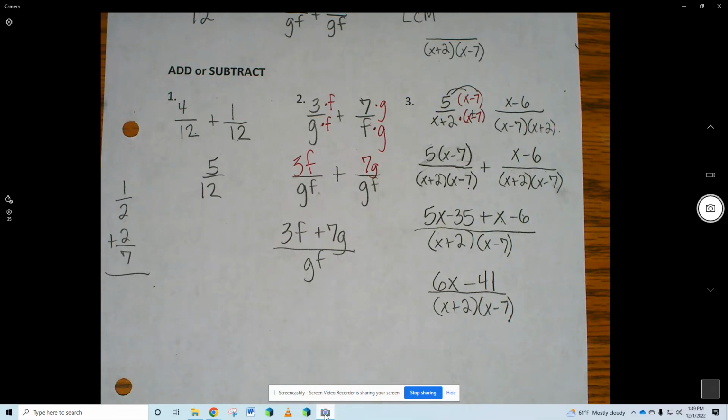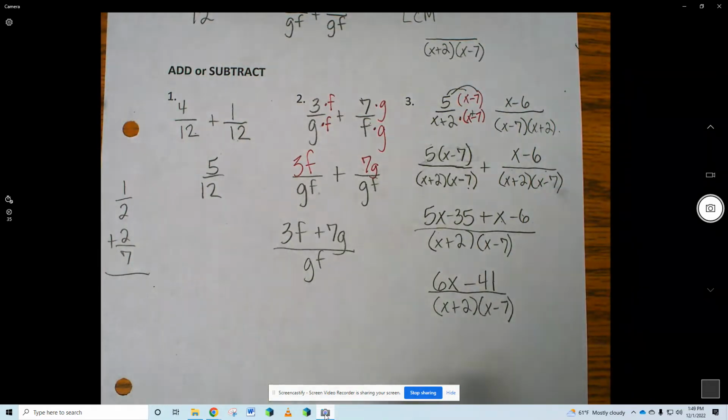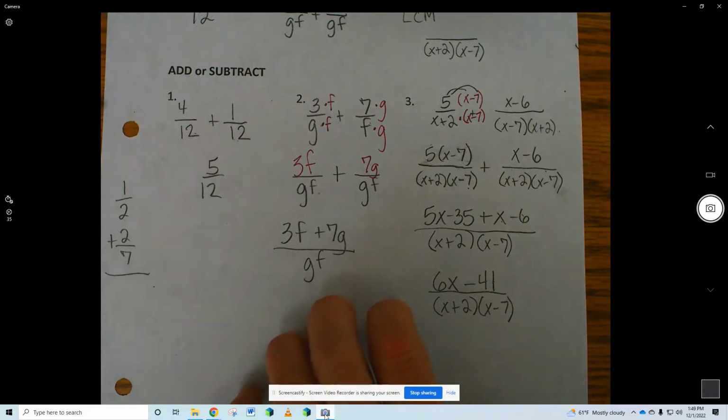So that is just the intro. I wanted to remind you about how to do fractions, finding common denominators. So now let's go to your notes. Yellow, please.